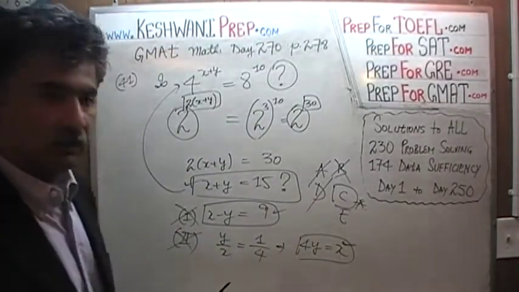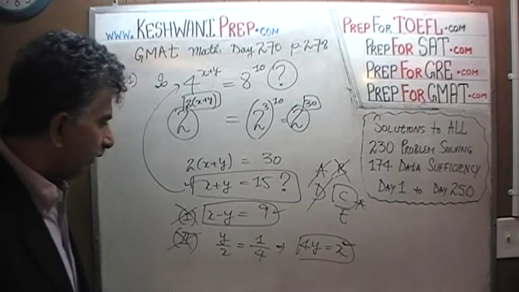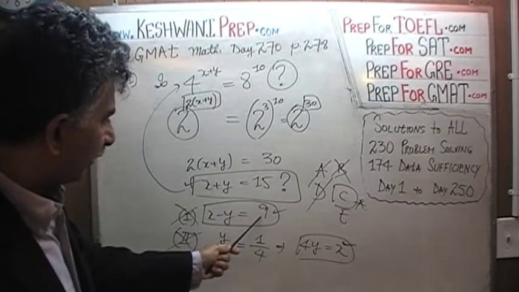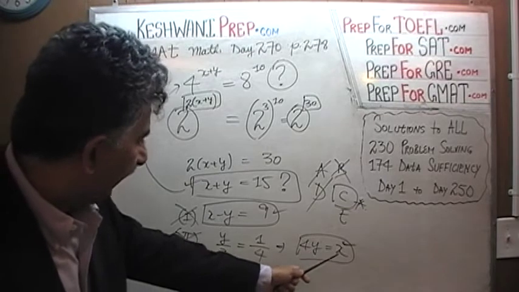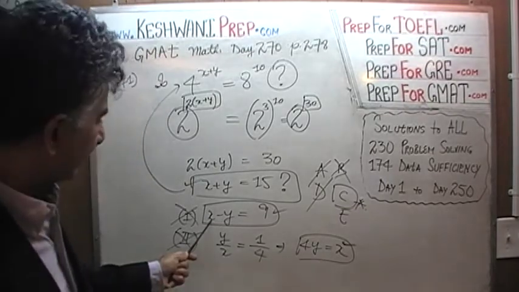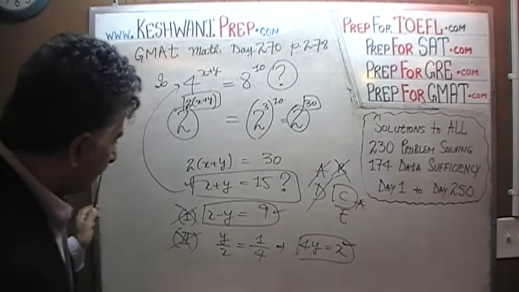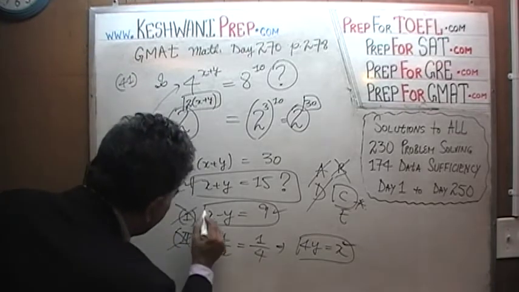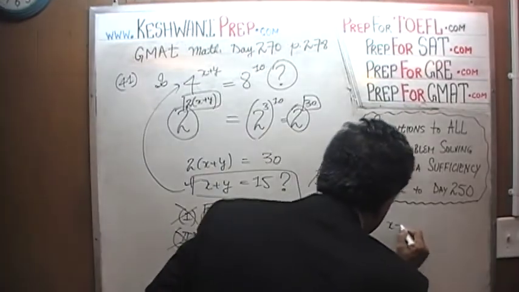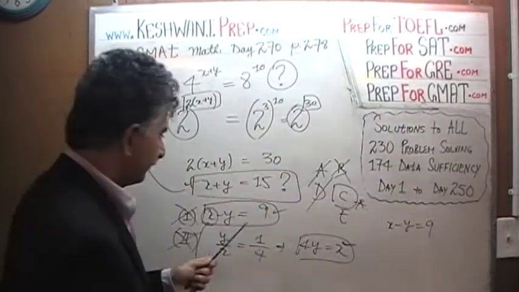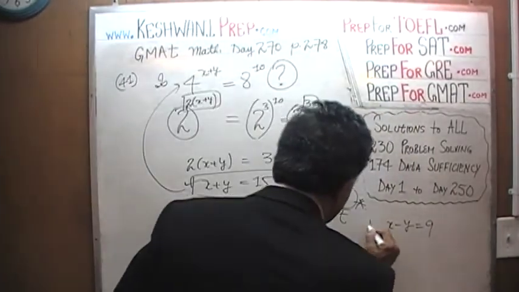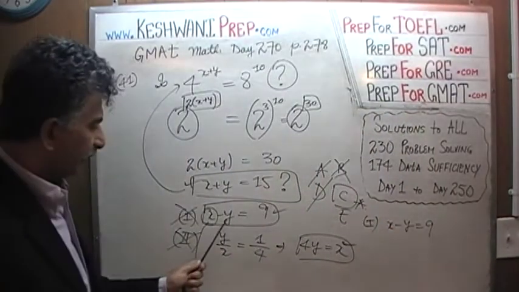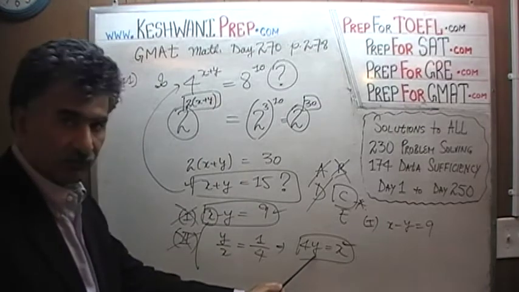And if you like, we can actually even do it. It's very simple actually. x minus y equals 9 and x equals 4y. You see? x equals 4y we can put right here. So if you substitute, from the first statement we have x minus y equals 9 and x equals 4y from the second statement.